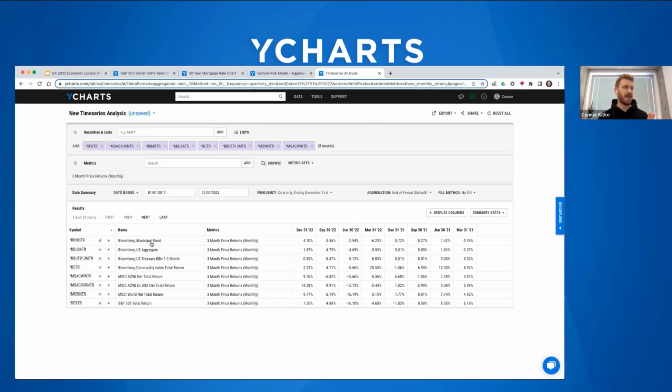So here we have all those different indices, and I can add something in if I want. So let's just say, well, we already got the Bloomberg on there.